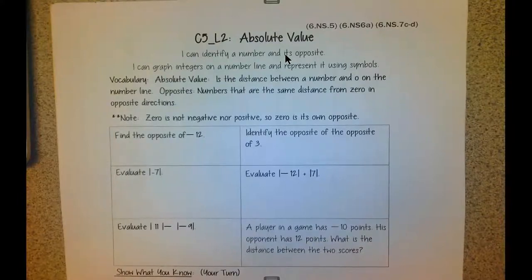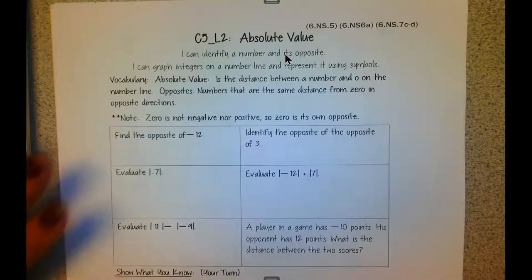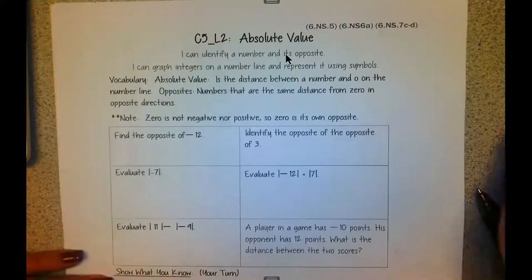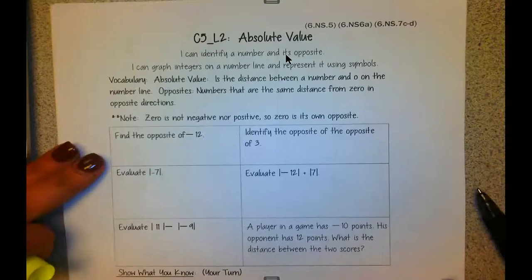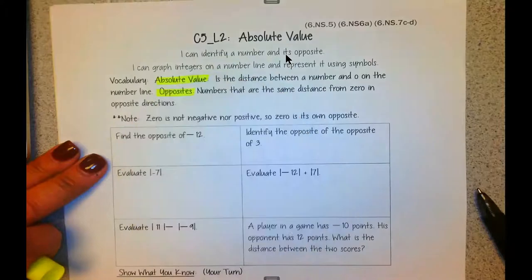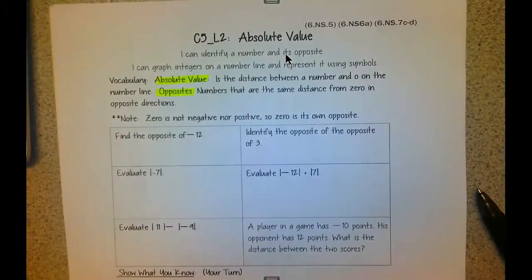Our goal is we're going to be able to identify a number and its opposite. We're also going to be able to graph these integers on the number line and represent it using the symbols for absolute value. Our vocab for today is absolute value and opposite. And I need for you to make sure that you understand that an absolute value and an opposite are different. They are not the same thing, okay?